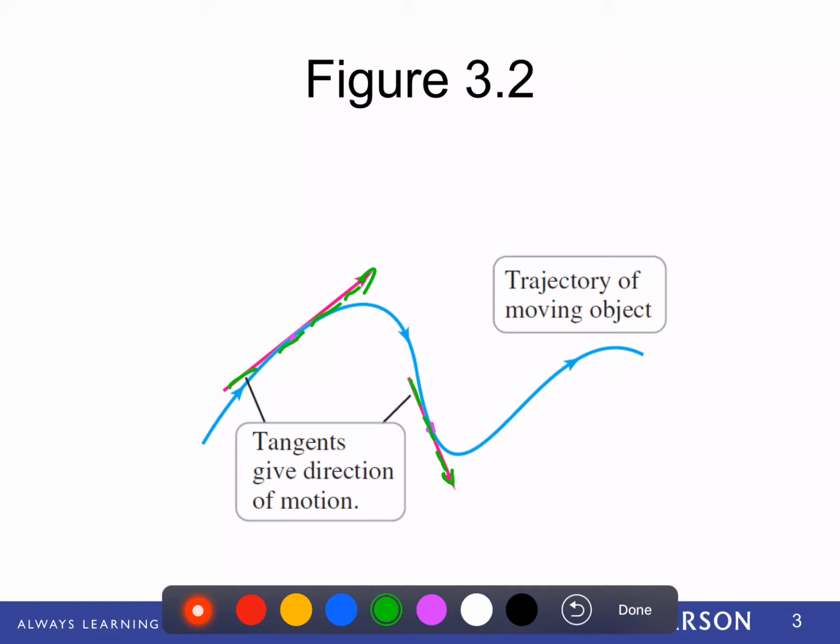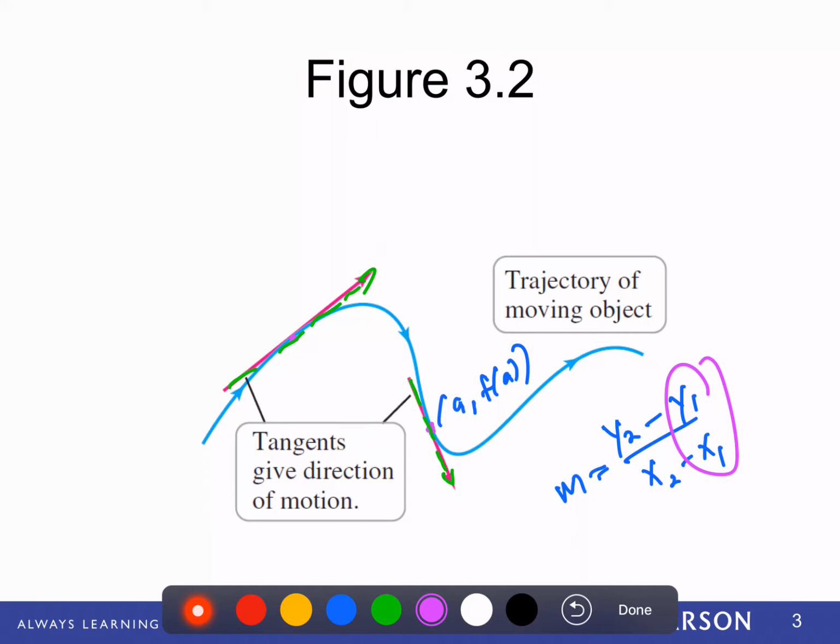Now, the issue here is pretty simple. To find the slope of a line, we need 2 points, and all we have at this point is one ordered pair, a comma f of a. But to do slope, we need 2 points: y2 minus y1 over x2 minus x1. So we definitely have half of it. We have either this pair or this pair, but not both.